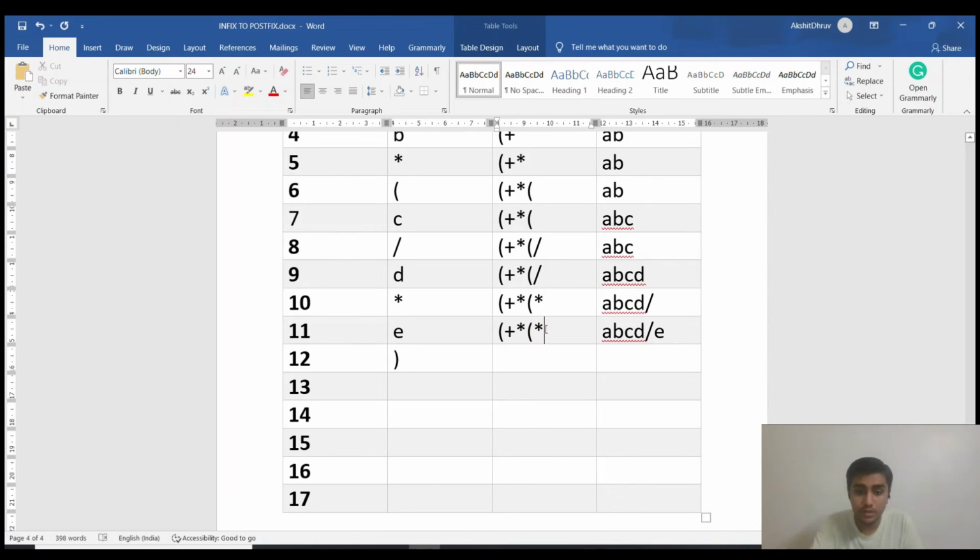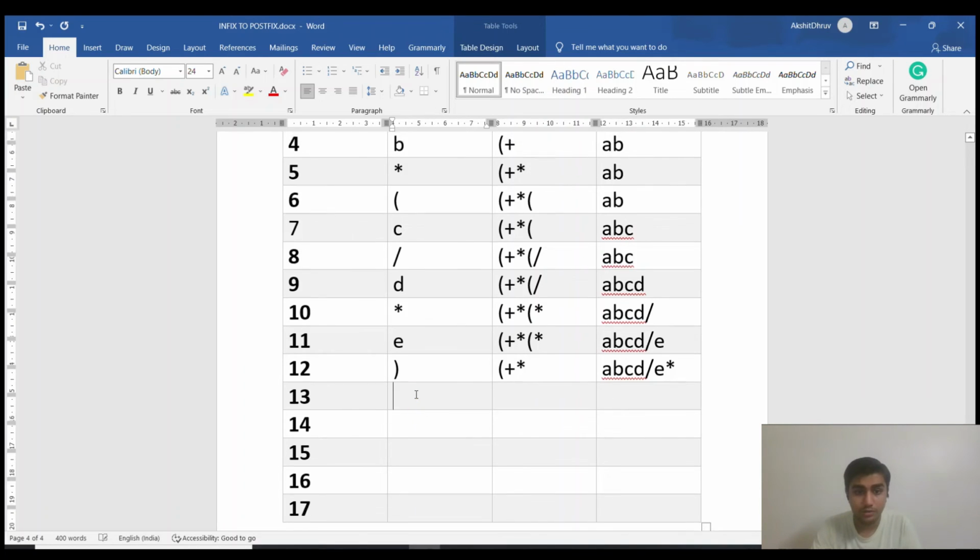So suppose if this comes over here, right, then who is blocked inside the both parentheses? Multiplication. So we will just write that. This was just for your understanding, and we will pop these two things. So what is left now? Plus and star.